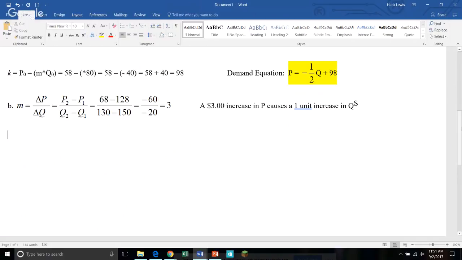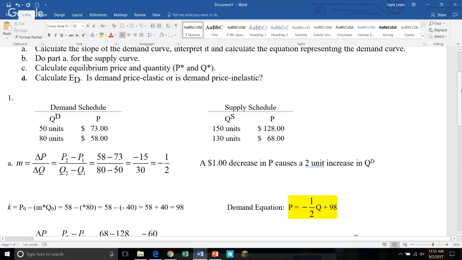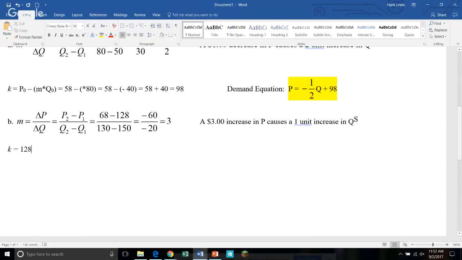Alrighty then. Now, I need to solve for the vertical intercept, which is called K. So we're going to solve for that. K equals, okay. And then I'm going to replace P0 with one of the two prices here. And to me, it seems easier to use $128. If you want to use $68, knock yourself out. Minus, and then 3 is the slope, so we replace the M with a 3. And then the quantity associated with $128 is 150 units.